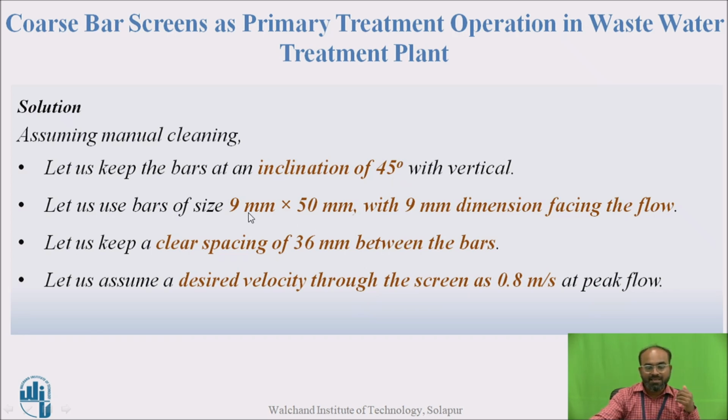Second, I will consider bars which are having a size of 9 mm by 50 mm, where 9 mm thickness is facing the flow. Fine. And 50 mm is parallel to the flow. Then I will consider the clear spacing between these bars to be 36 mm, and the desired velocity through the screenings would be 0.8 meter per second at peak flow.